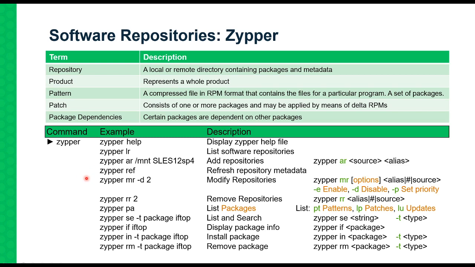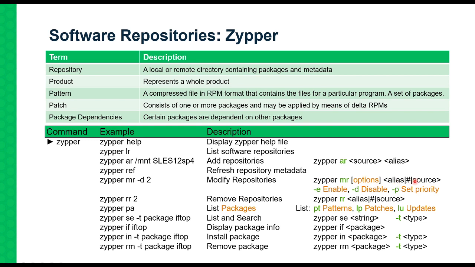Then we've got our zypper MR, and this stands for modifying our repositories. Now with this, there are three options which we can use. When we do a modification, we can either enable or disable the specific repository, or we can set the priority. Now when we use the command itself, it's zypper MR, and we'll have to choose one of these options. Then you can also decide on how you want to define the package.